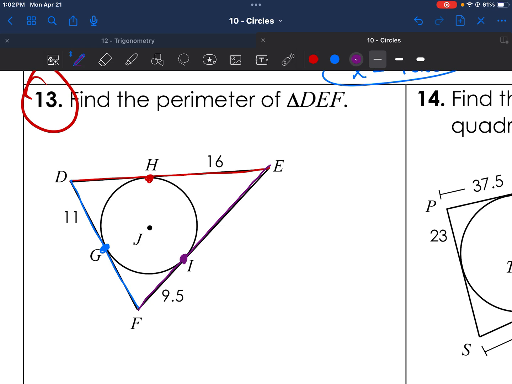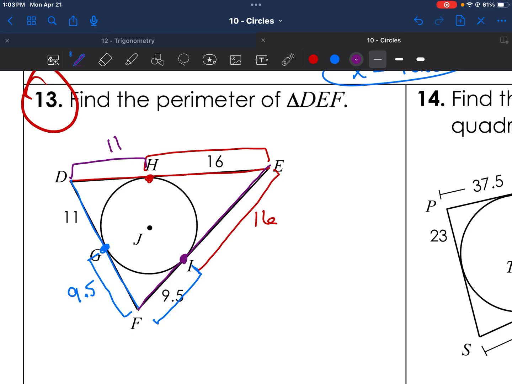Now, just like with that last property, if I have tangent lines that are meeting at the same outside or external point, that means that those tangents are equal in length. Now, what that means is if I have right here, from H out to E has a length of 16, and I is also going out to E, then that means that it also is 16. If from point I out to point F is 9.5, and G to F is also going out to the same point F, then it also has a length of 9.5. And then same to here, D to H will be 11 because D to G was 11.